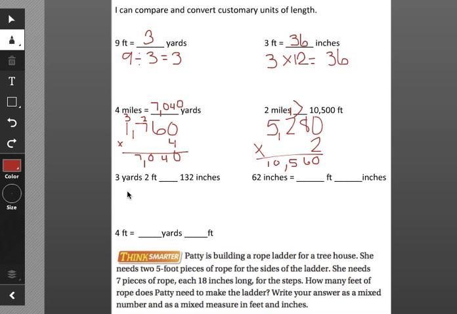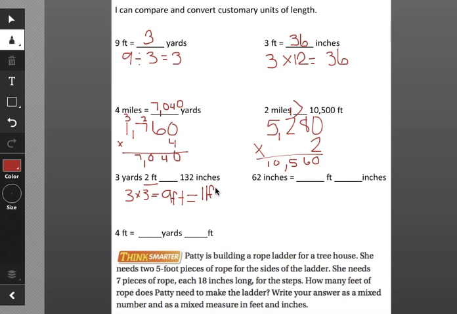So if 3 feet equals 1 yard, if I have 3 yards and I'm going to multiply that by 3 feet, that's going to give me 9. So 3 yards equals 9 feet. And then I have 2 feet up here. So really, this equals 10 feet. Sorry, 11 feet. So I have 11 feet.